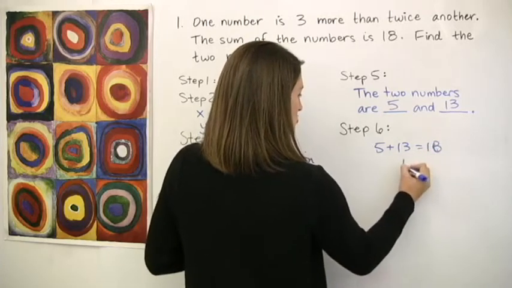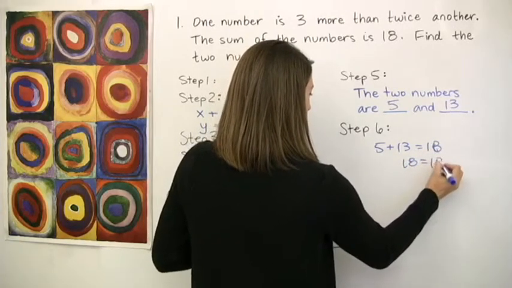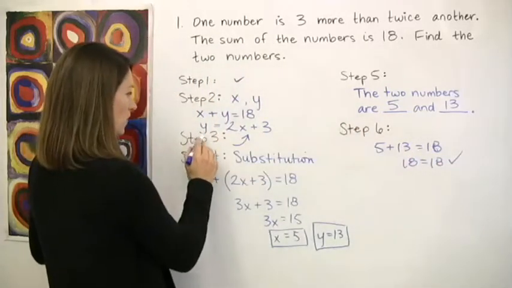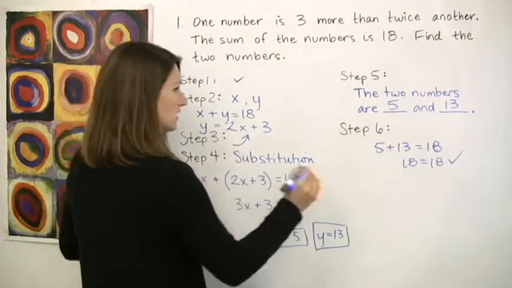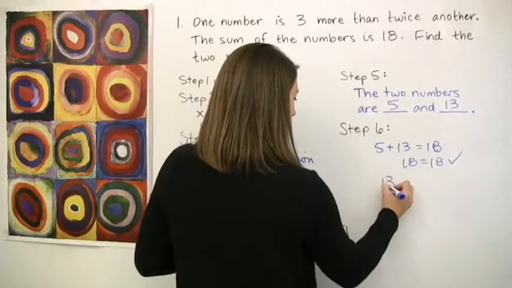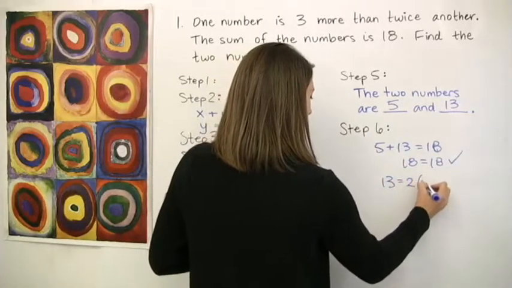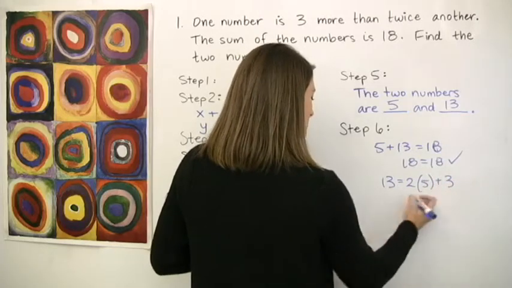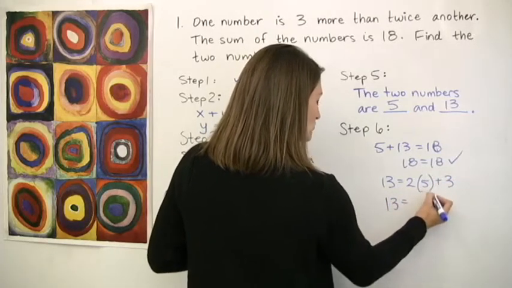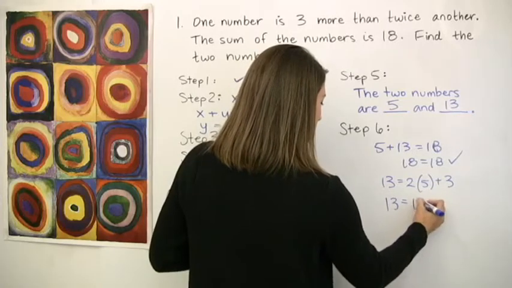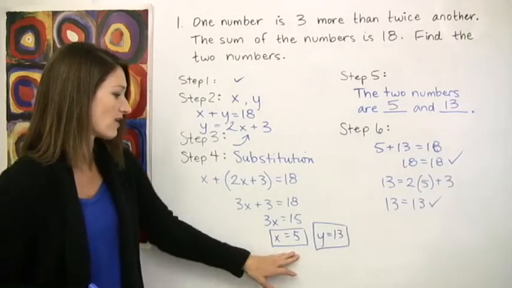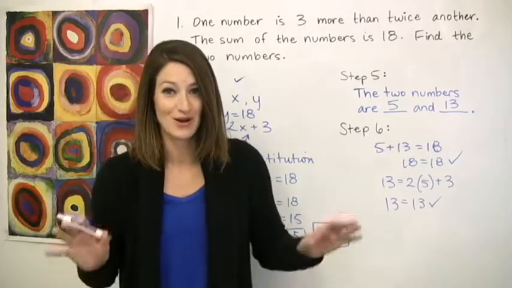Does this check? Yes, 18 equals 18. Woo! Okay, and let's try our other equation here. Y equals 2x plus 3. Let's plug that in. Let's do 13 equals 2 times 5 plus 3. And then simplify. So we have 2 times 5 is 10 plus 3 is 13, and this checks as well. So our two solutions, x equals 5 and y equals 13, work out great.